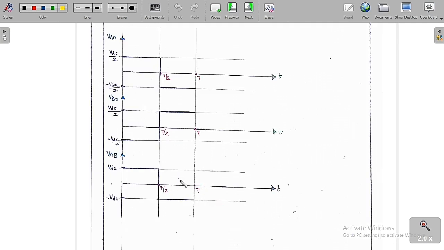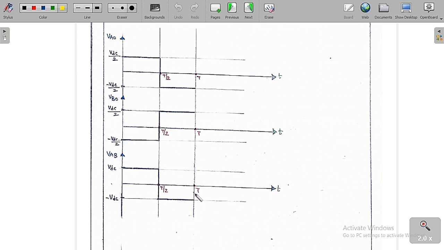Now I am going to analyze the circuit with these graphs. First I turn on S1 and S2. Then, as I have already told you, the output voltage is equal to plus VDC. VA0 is equal to plus VDC by 2, whereas VB0 is equal to minus VDC by 2. Therefore you have to draw these plots.